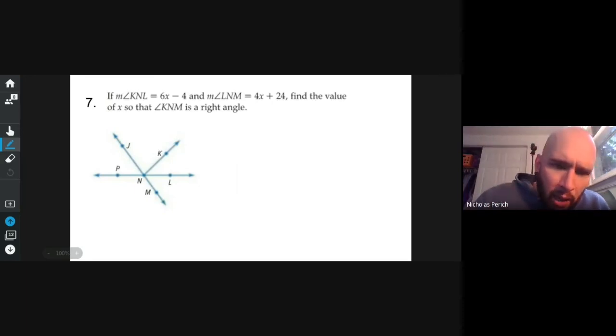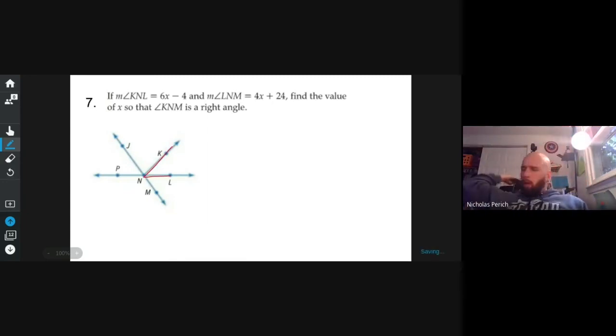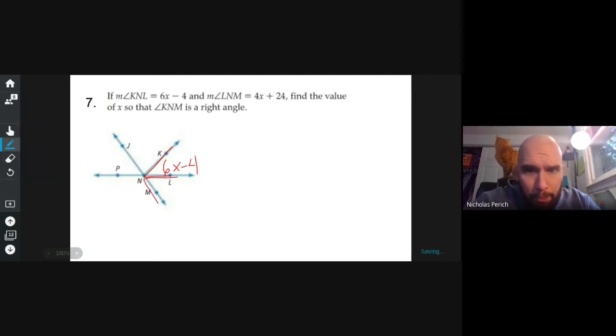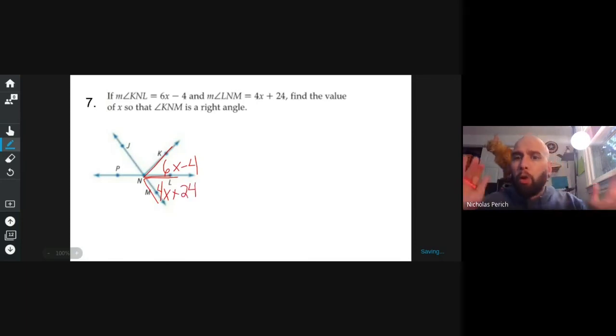All right, let's finish. The measure of K and L. Hey, buddy. Why don't you get up here? My goodness. The measure of K and L is 6x minus 4. The measure of L and M is 4x plus 24. So far, so good. All I'm doing is labeling.